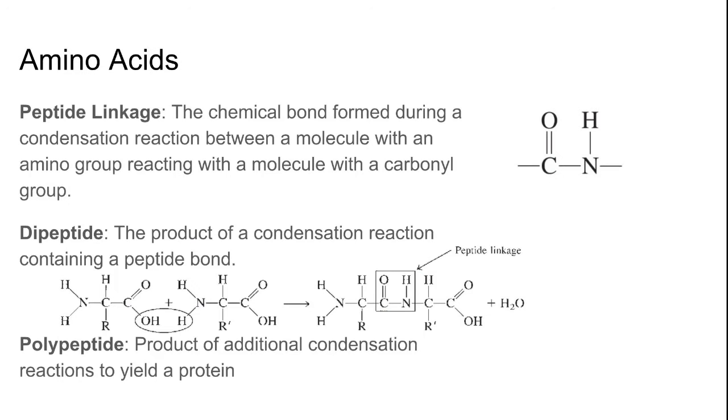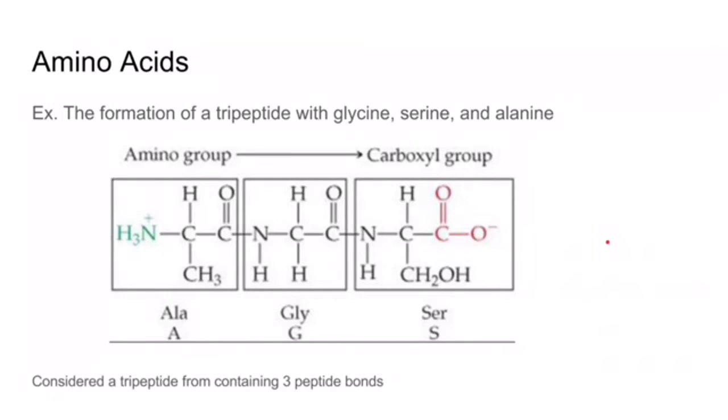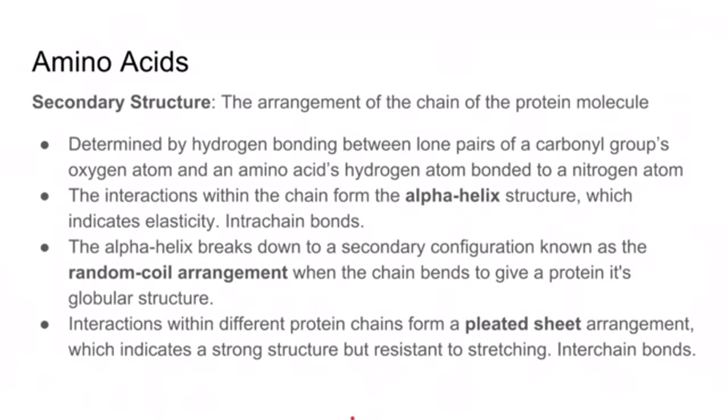Peptide linkage is a chemical bond formed during a condensation reaction between a molecule with an amino group reacting with a molecule with a carbonyl group. Dipeptide is a product of a condensation reaction that contains a peptide bond. Like in the example, you can see that the product is in the middle in a box, which is a peptide linkage. Polypeptide is a product of additional condensation reactions to yield a protein. Consider this a tripeptide because it's in between three groups, as opposed to a dipeptide, which is only in between two groups.